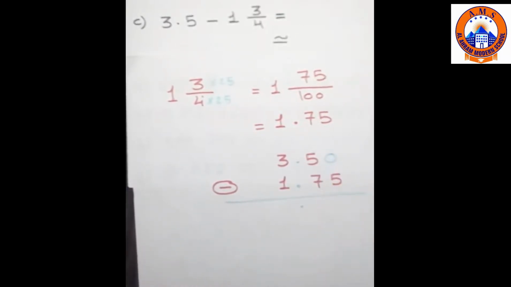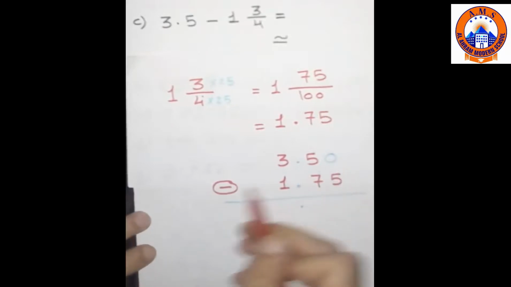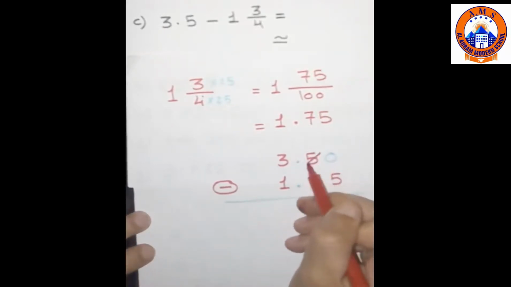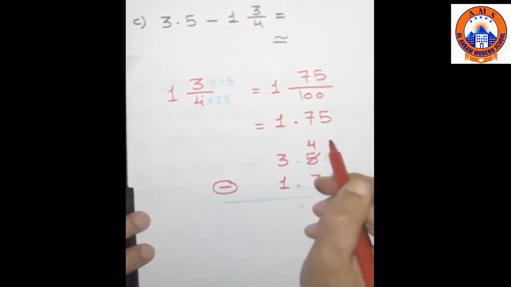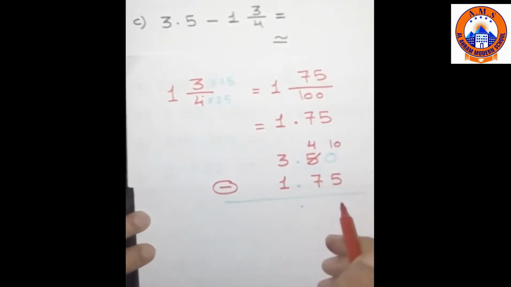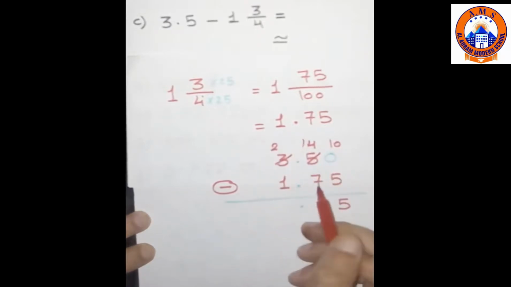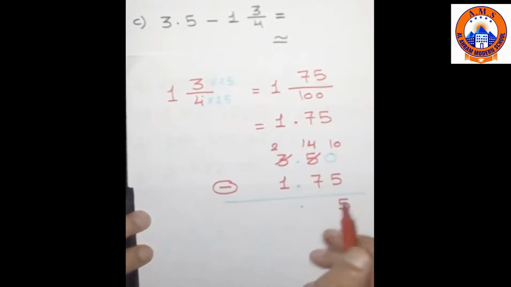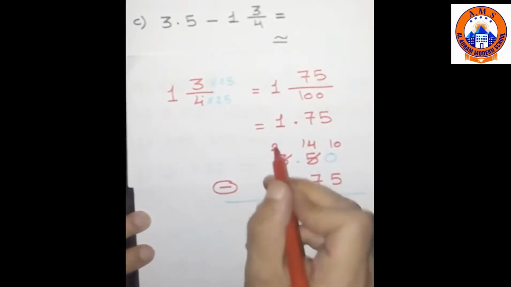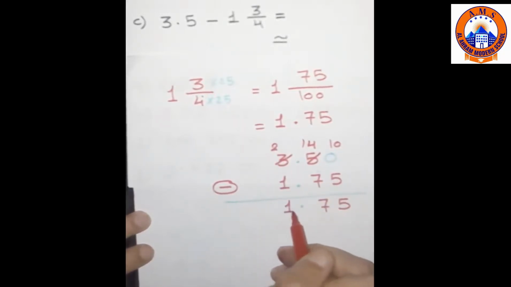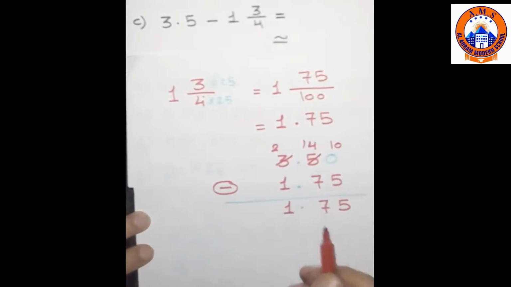Then subtract 0 minus 5 can't be. We will borrow, this will be 4, this will be 10. 10 minus 5 equals 5. 4 minus 7 can't be, this will be 2, this will be 14. After 7, 8, 9, 10, 11, 12, 13, 14. So this is another 7. And 2 minus 1 equals 1. So the answer is 1.75.